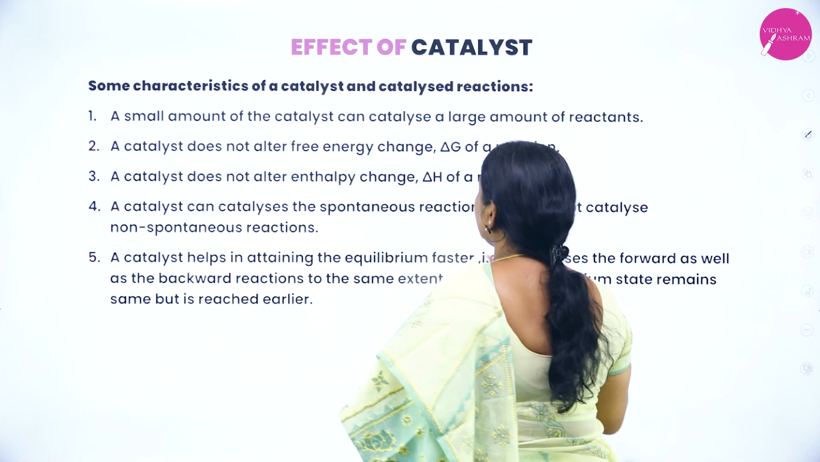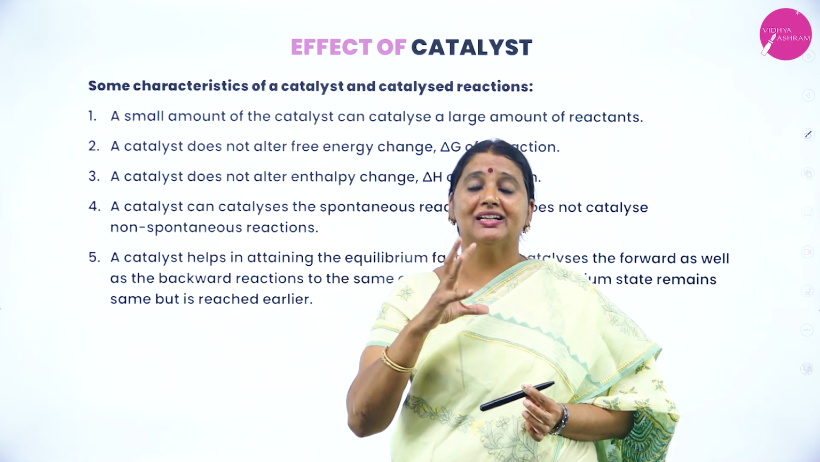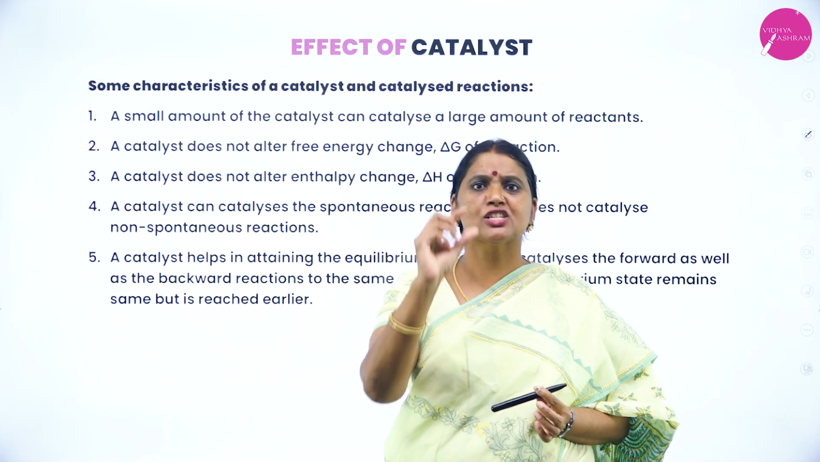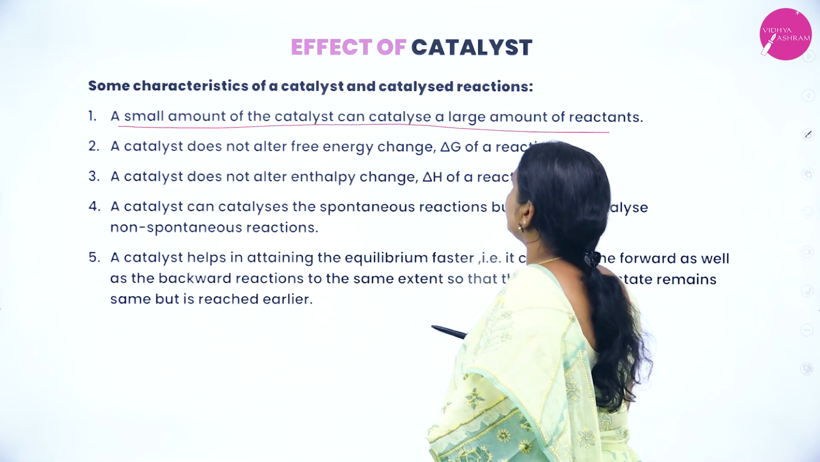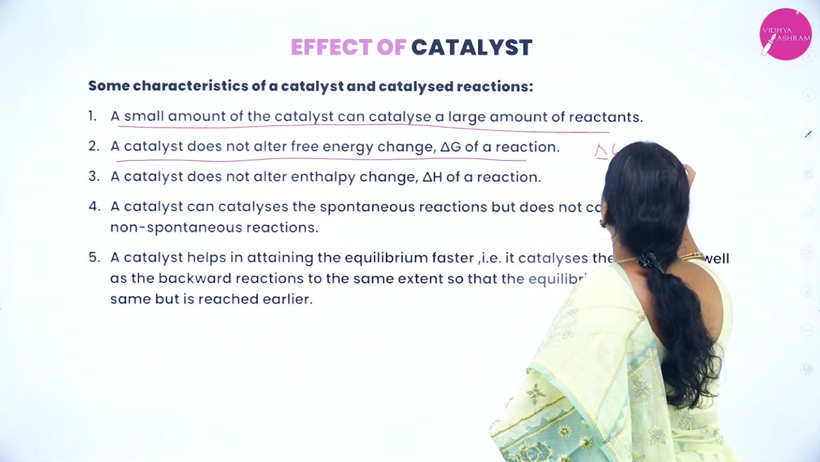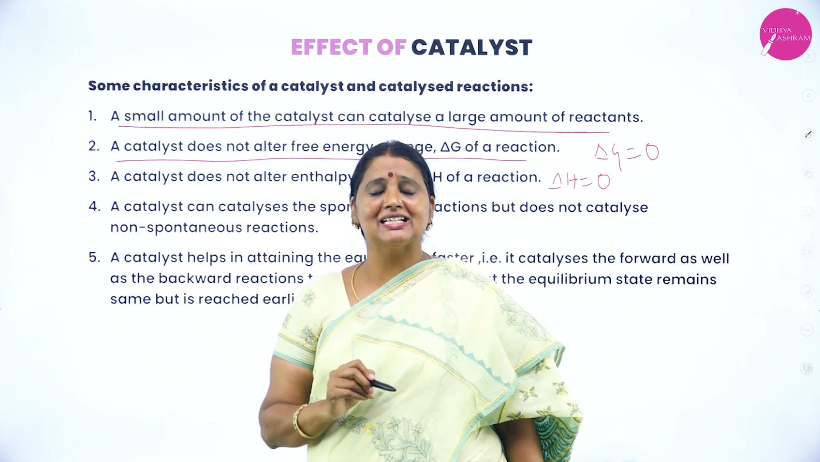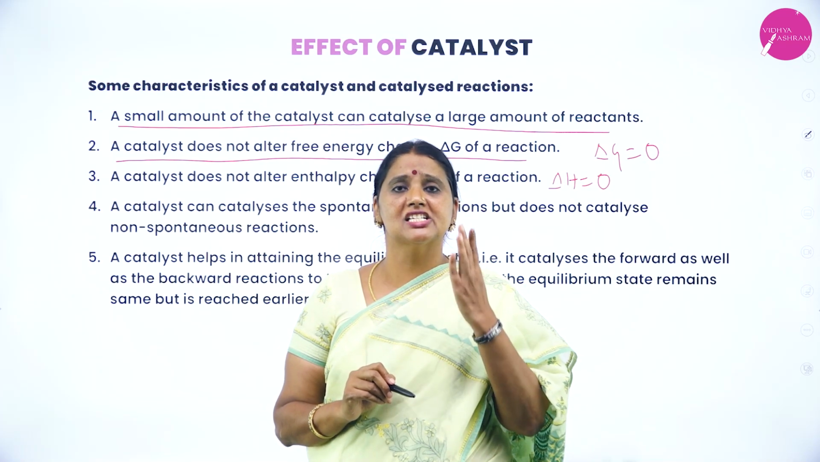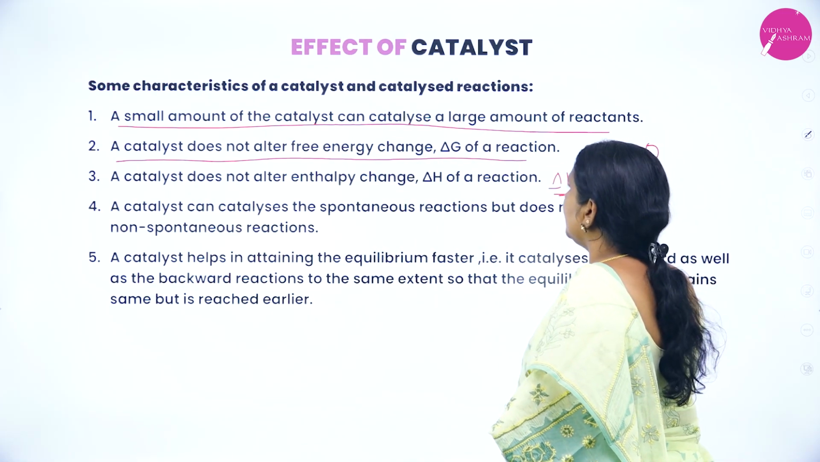Next, when you consider this effect of catalyst, what are the characters of catalyst? You have taken reactants in large quantity, but there is no need to add catalyst in large quantity. A small amount of catalyst can catalyze a large amount of reactant. The catalyst does not alter the free energy change. Delta G will become 0 as well as delta H also becomes 0. So, when you add catalyst to any chemical reaction, two thermodynamic quantities, change in free energy, delta G, and change in enthalpy, delta H, become 0.